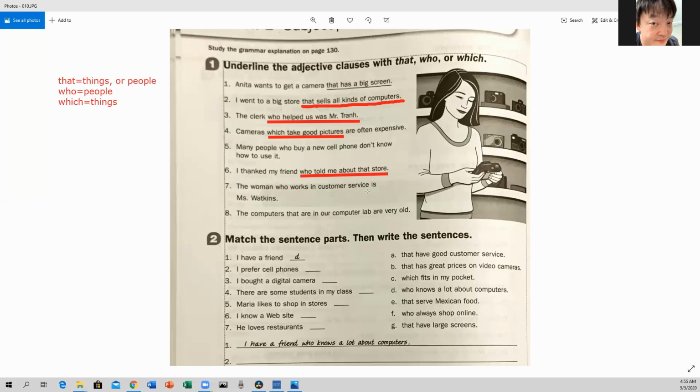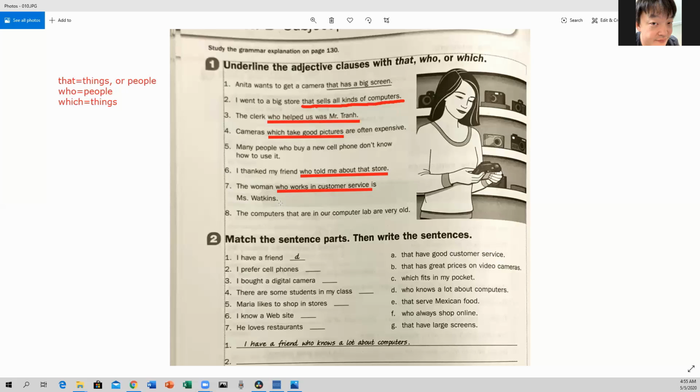Easy or difficult? Good. I hope you're getting a good understanding of everything. So now let's continue here. The woman who works in customer service is Miss Watkins. The woman. What woman? Who works in customer service is Miss Watkins.